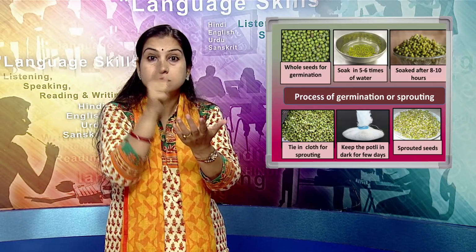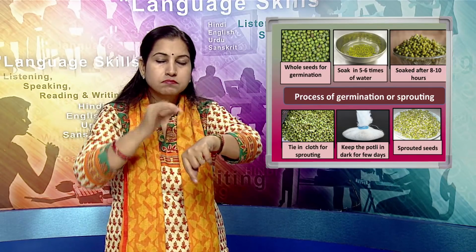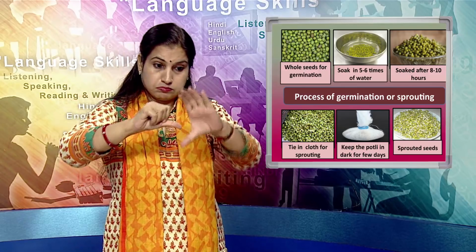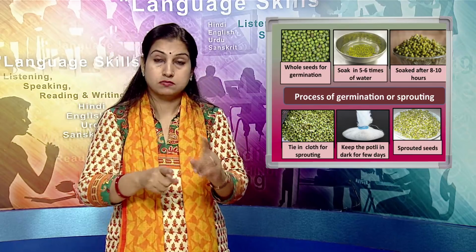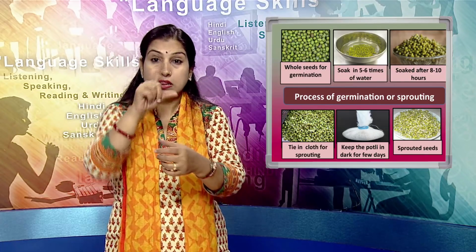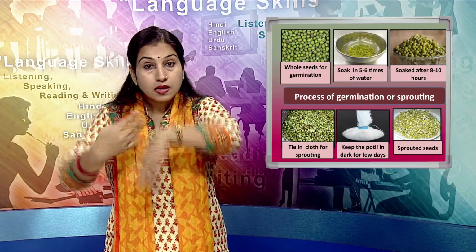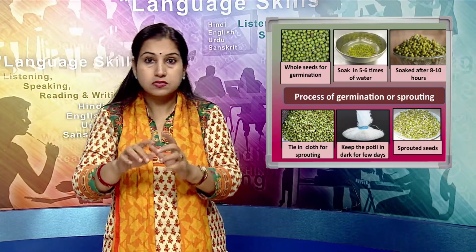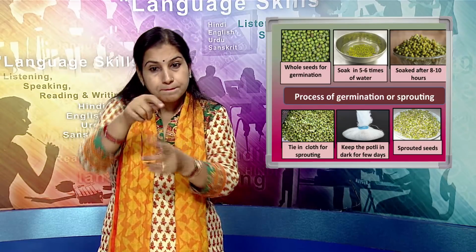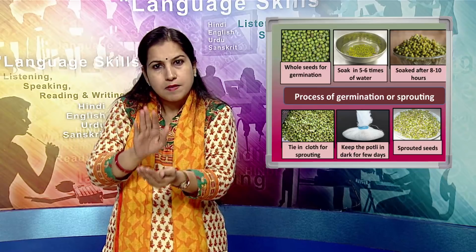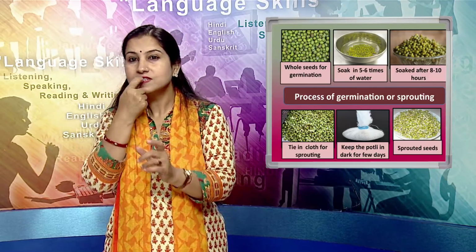You have to soak in 5 to 6 times of water. The water should be more. It is soaked for 8 to 10 hours. Tie in cloth for sprouting. Keep the potli in the dark for a few days. Sprouted seeds.